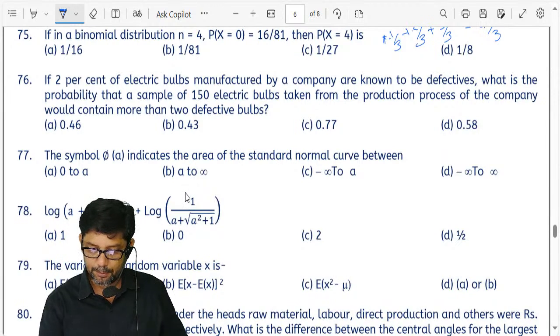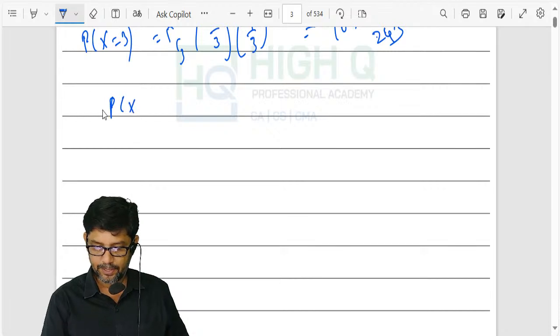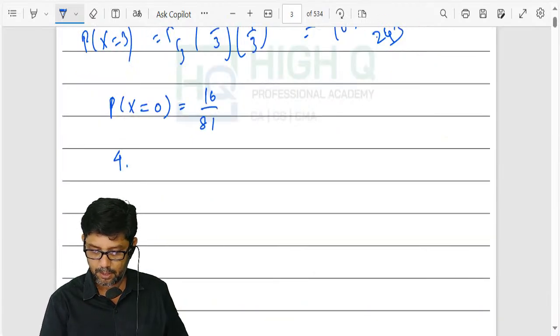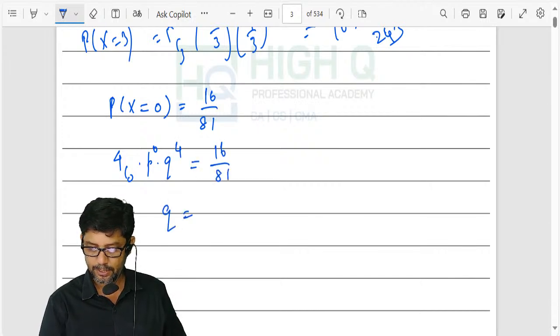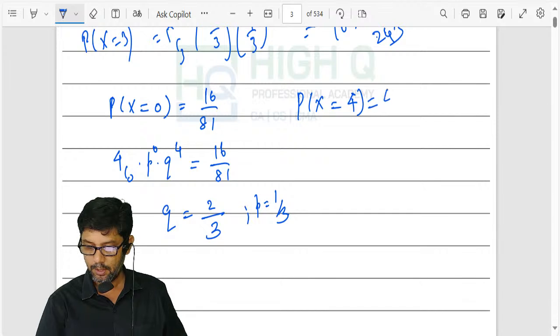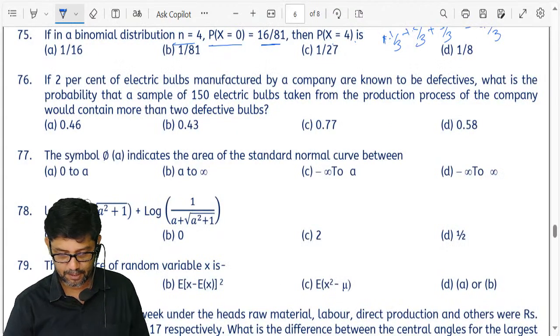Next. In a binomial distribution n equal to 4, P of x is equal to 0 is 16 by 81, then P of x is equal to 4 is. So what is given? P of x is equal to 0 is 16 by 81. So 4C0, p power 0, q power 4 is equal to 16 by 81. So q is equal to 4th root of 16 by 81, 2 by 3. So p is equal to 1 by 3. Now they ask you to find P of x is equal to 4. nCx, 4C4, p power 4, 1 by 3 whole power 4, 2 by 3 whole power 0. Our answer is 1 by 81. Yes, Mr. Vink.